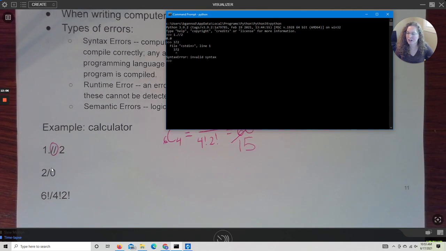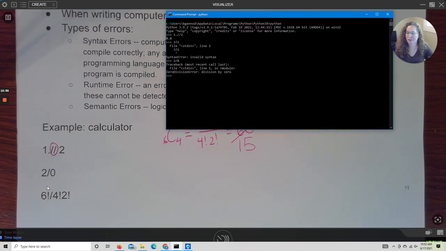Okay, let's try this one, division by 0. If I do 2 divided by 0, notice it did not give me syntax error. That was not the message. It was zero division error, division by 0, similar to what your calculator did. This will make your program crash, and you'll just get this error message, and that would be an example of a runtime error.